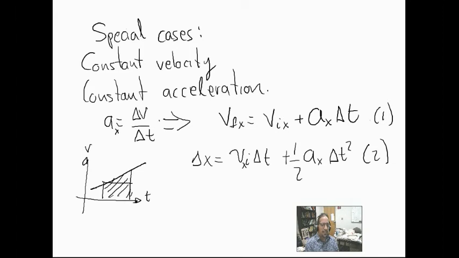Finally, equation number 3: you can rearrange this area calculation again, changing the variable. Instead of using delta t, use delta x and delta v, and you obtain the final result as follows: v final x squared is equal to v initial x squared plus 2 a x delta x. That's equation number 3.